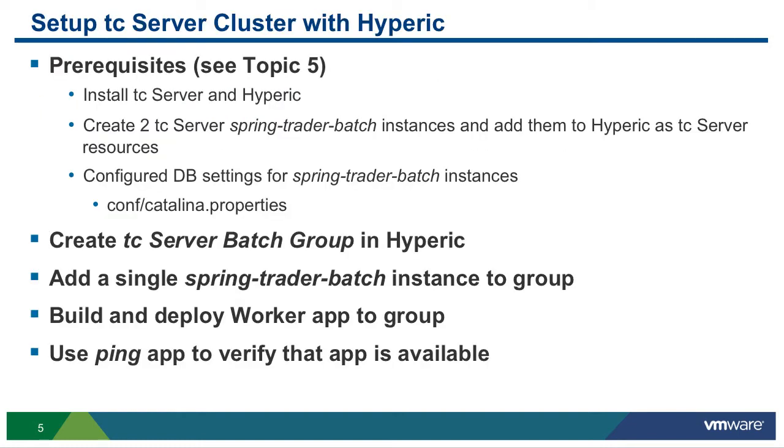So now that we have our batch databases in place, we're going to look at setting up the TC server cluster using Hyperic, assuming that TC server and Hyperic have been installed as described in topic 5, and also that 2 TC server instances have been created based on the Spring Trader batch template that's available in the distribution under topic 5, and they've been added to Hyperic as resources. So we'll focus on creating the TC server batch group, adding a single node initially, or single instance.